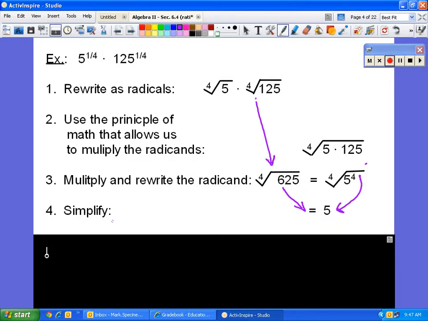Questions? Comments? Concerns? Not done copying?